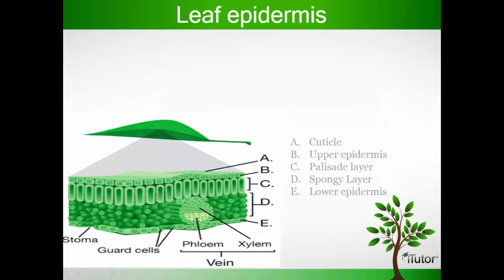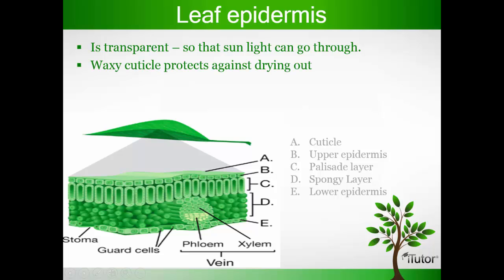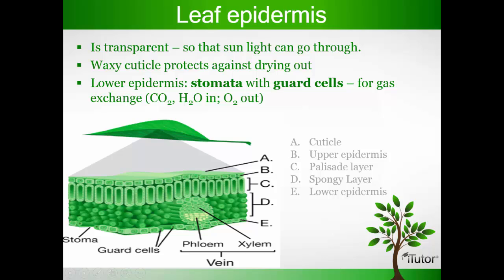We have the leaf epidermis, so this is the main structure of the leaf. I'm not going to go into too much detail in this presentation because we're going to go into a lot of detail in the real life lecture. But we have basically from top to bottom the cuticle, which is a waxy layer that protects the leaf from dehydrating. We have the upper epidermis, the palisade layer, the spongy layer, and the lower epidermis. So the lower epidermis contains something called stomata with guard cells.